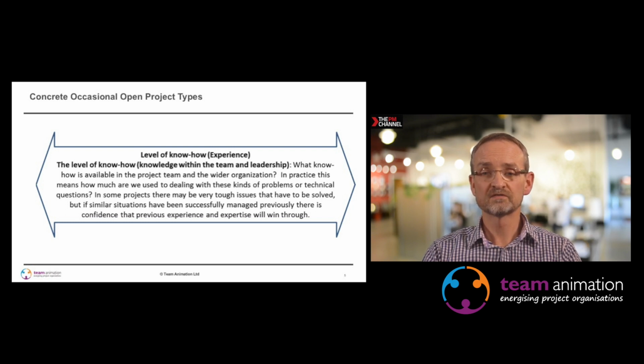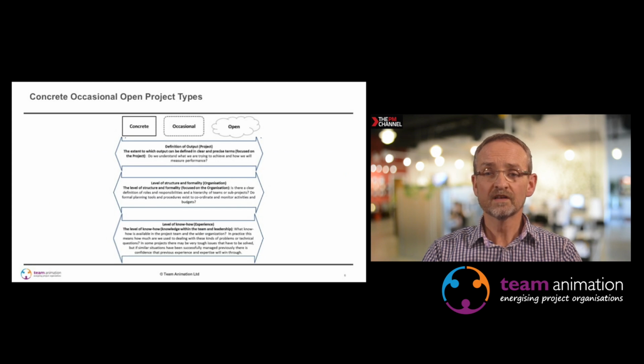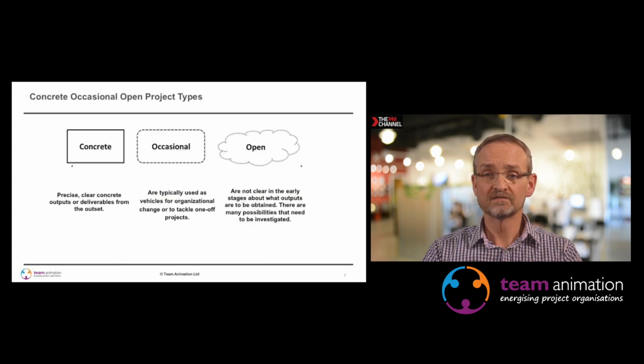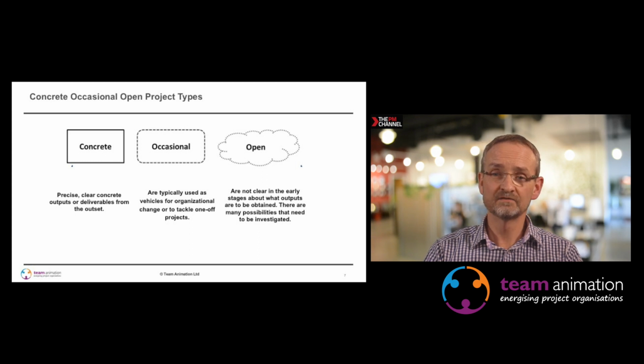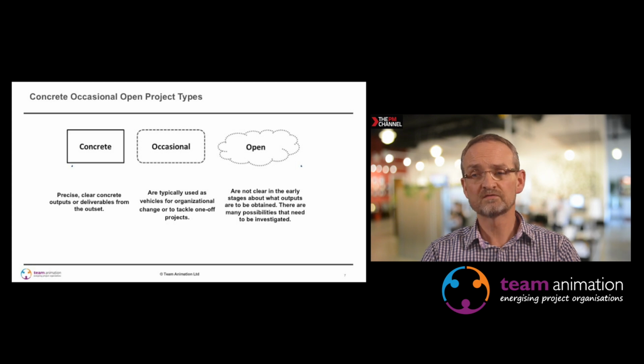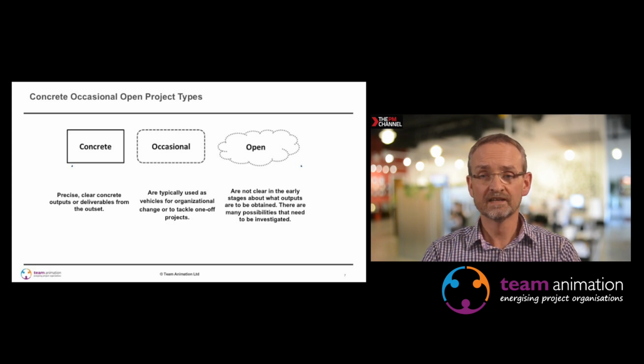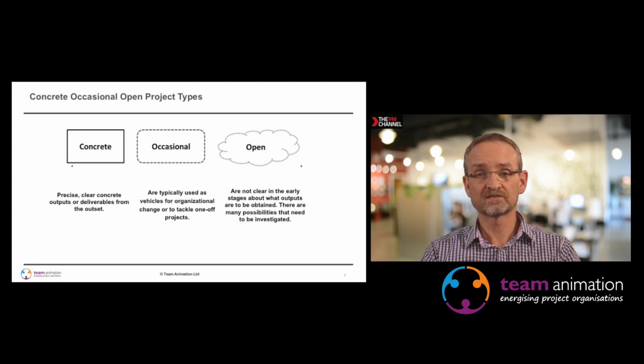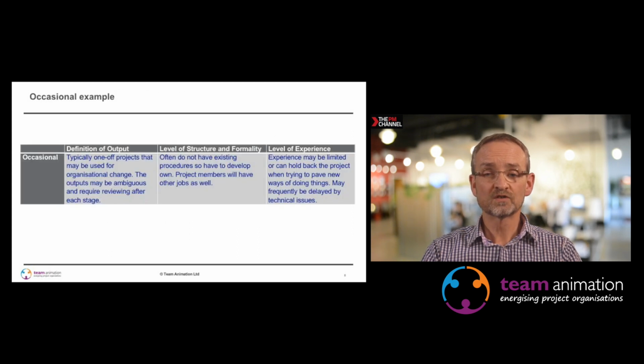So if you put the three of those together, you can end up with three categories at each end. So on the left-hand end of them, you've got a concrete project, very defined, very understood, roles and responsibilities very clear. At the other end of the spectrum, you've got the open type of project, which is very ill-defined, very unclear about what exactly. And in the middle, you have got the occasional project. So what I'm going to do is go through and describe these three broad categories of projects and talk about each one of them.